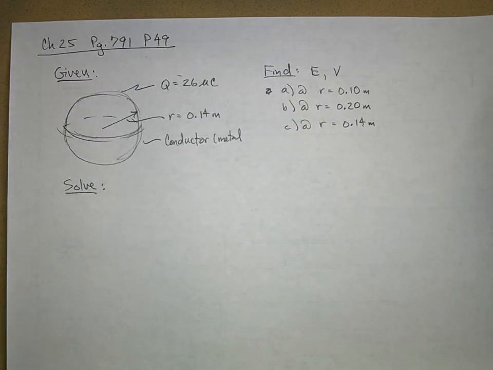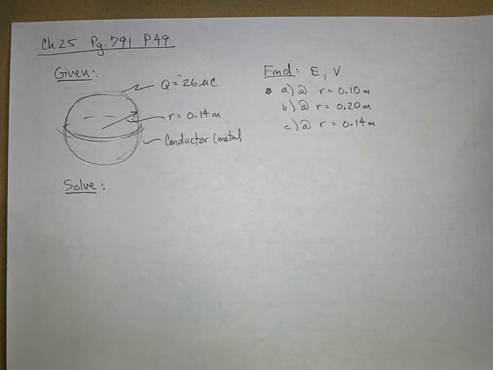Okay, so on page 791, problem 49 reads: a spherical conductor has a radius of 14 centimeters and a charge of 26 microcoulombs. Calculate the electric field and the electric potential at A, R equals 10 centimeters, B, R equals 20 centimeters, and C, R equals 14 centimeters from the center.